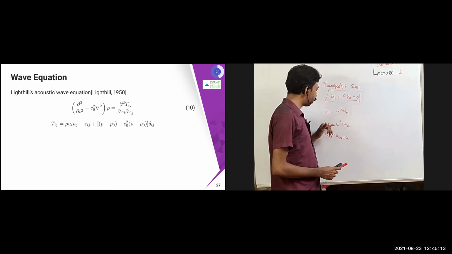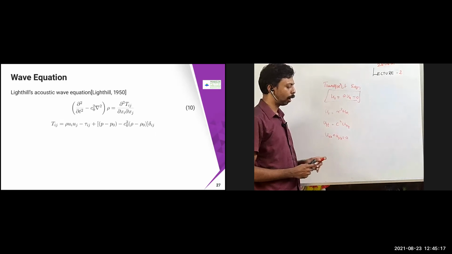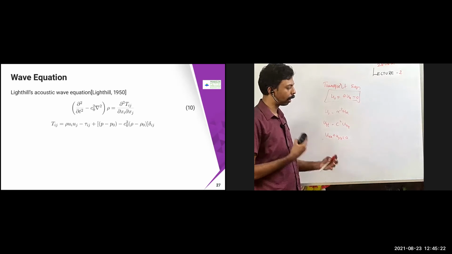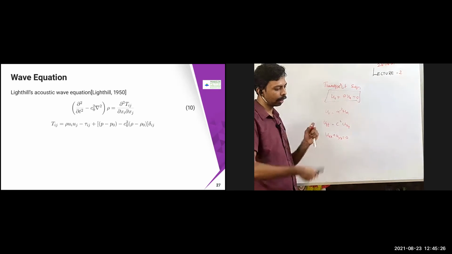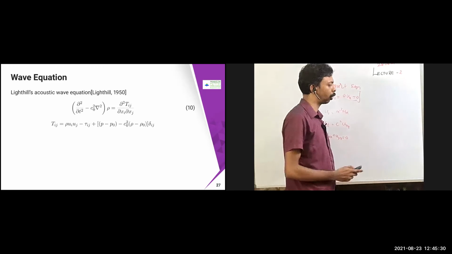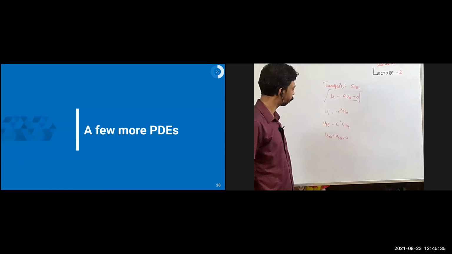Then the wave equation, which is used in Lighthill's acoustic wave analogy. For example, if you send some radar or sonar signal, it will be reflected back, right? Those kinds of equations, or if you take a violin string and perturb it, that is also going to be a wave equation. Those things we'll see in later classes.